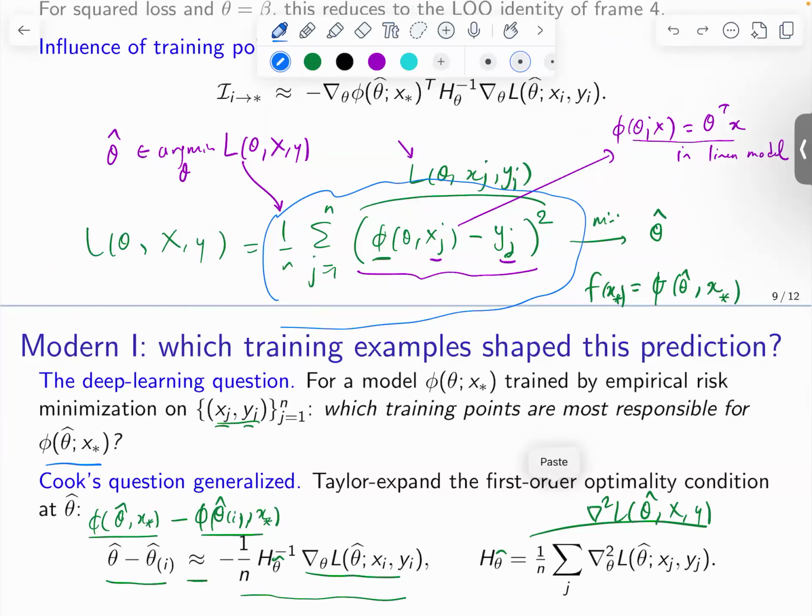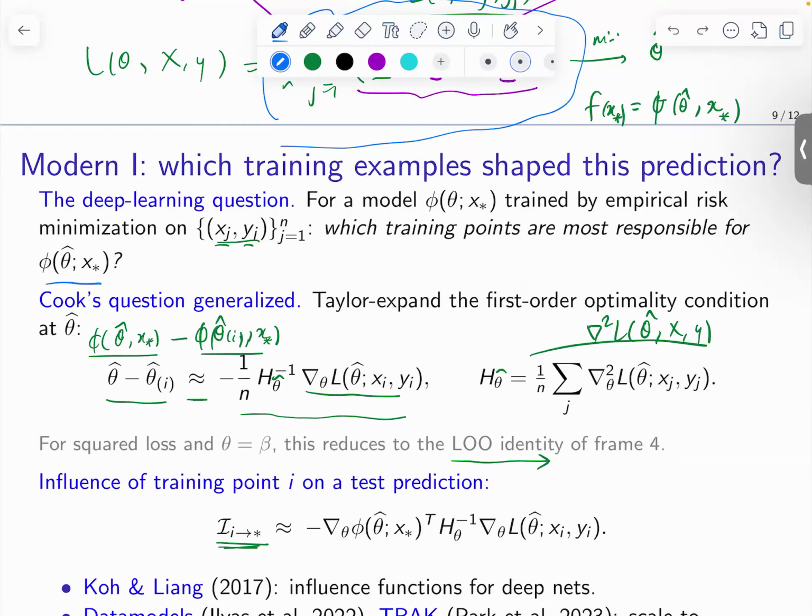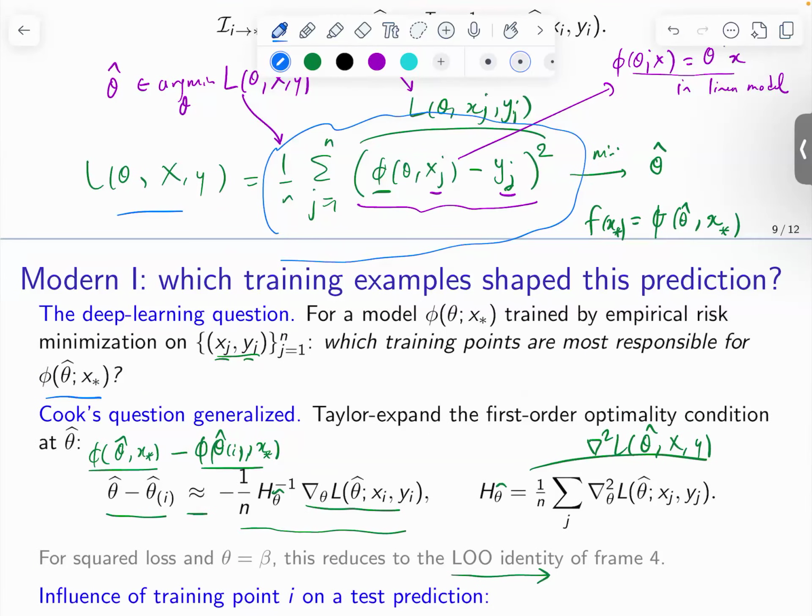If you do a little Taylor expansion, this is not very difficult to show. You basically Taylor expand the loss around the theta hat, and if you do a second order expansion, you get this result: there's this Hessian inverse at the theta hat multiplied by the gradient of the loss on that data point. So this you can compute easily without refitting the model. It has the same flavor as our closed form leave one out formula.